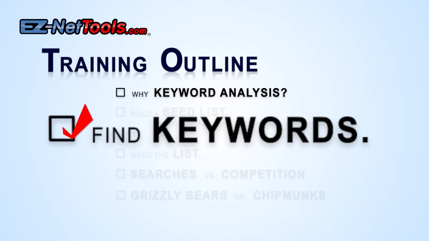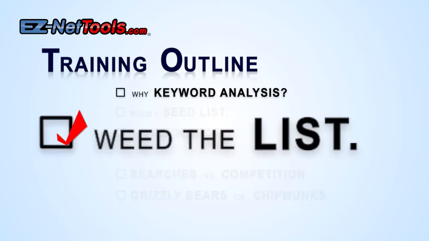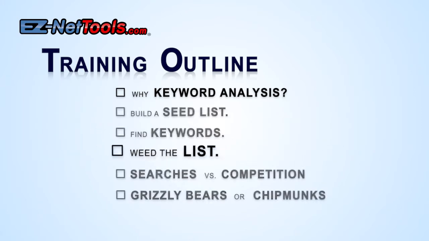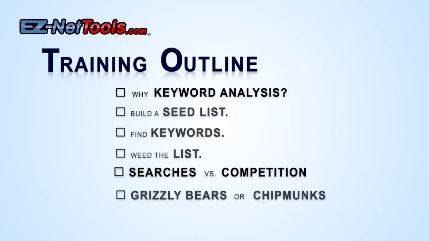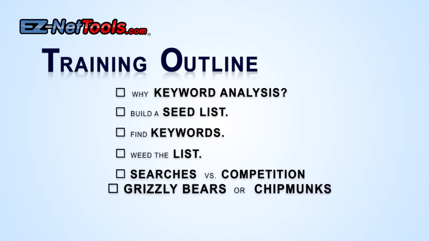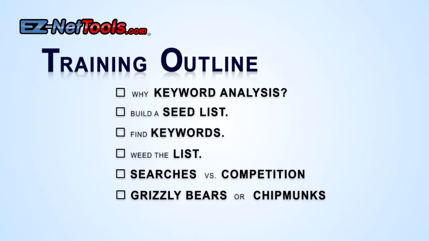Then after you find a huge list of words, we need to weed it down to a small number of keywords, picking the best ones out of that list. And we're going to do that by comparing the number of searches versus the competition. And then we're going to talk about an exciting topic, grizzly bears or chipmunks, which I think is an exciting topic and helps to explain this a little bit better.